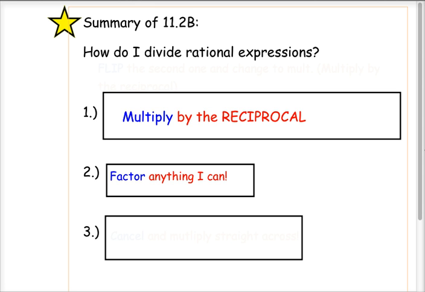If it's a quadratic trinomial, set up your 2 parentheses. Then cancel and multiply straight across. So multiply across the top, multiply across the bottom, and then you are done.